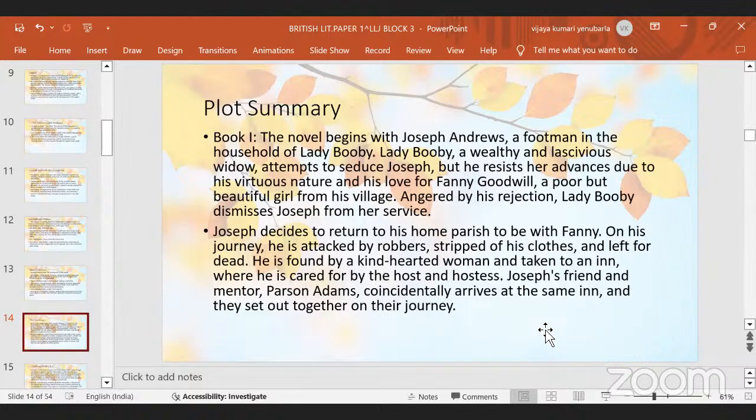And Joseph decides to run to his home parish to be with Fanny. On his journey, he is attacked by robbers, stripped of his clothes and left for dead. He is found by a kind-hearted woman and taken to an inn, where people used to stay, like a hotel, where he is cared for by the host and hostess. Joseph's friend and mentor, Parson Adams, coincidentally arrives at the same inn and they set out together on their journey. So here, Joseph meets his mentor, Parson Adams.